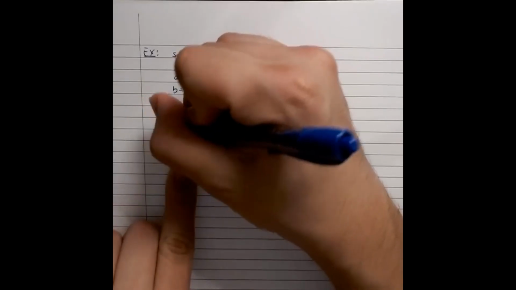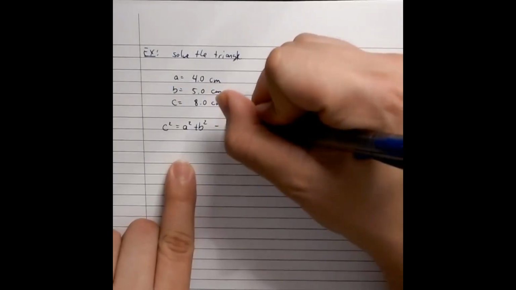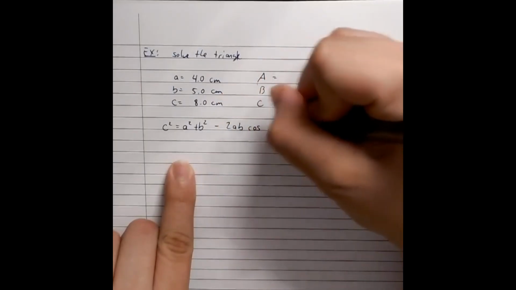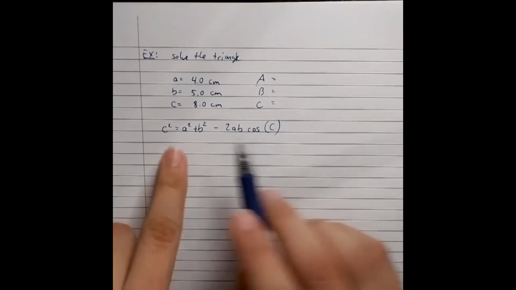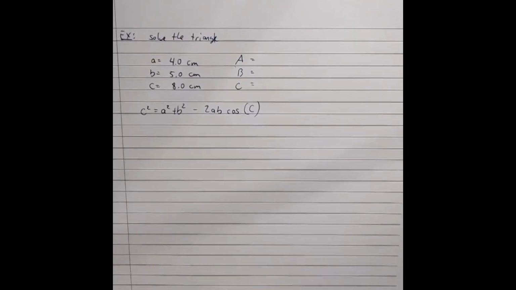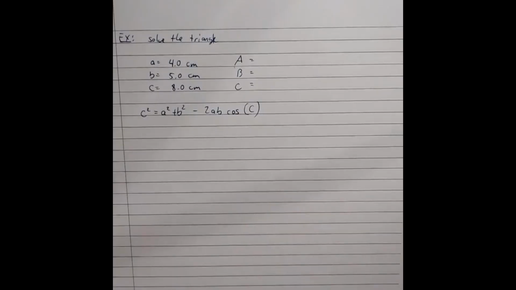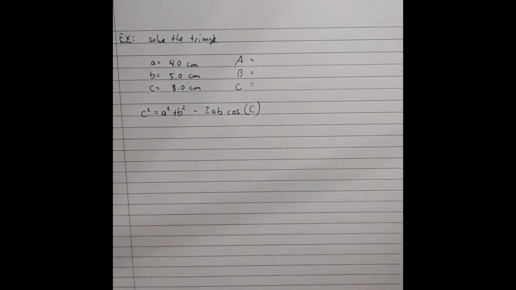I'm going to take c squared is equal to a squared plus b squared minus 2ab times the cosine of the angle C. For this example, I know 4, 5, and 8 are the side lengths A, B, and C. So give that a try. Pause the video and see if you can go through and find the angle C. Once you find the angle C, see if you can use that information to help you find the remaining angles A and B. Once you're done, go ahead and unpause the video and we'll go through it together.